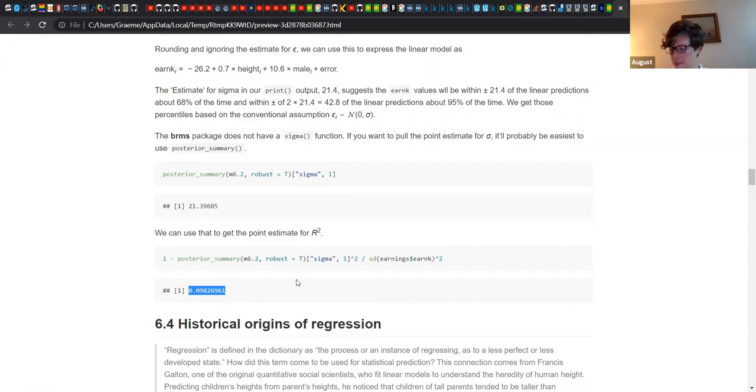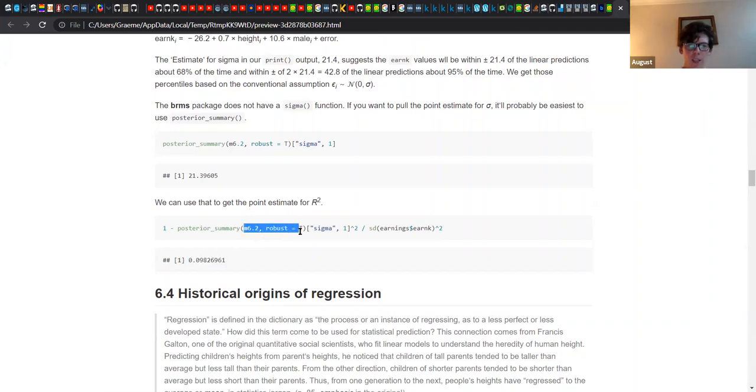And the way you do that is you take 1 minus sigma of the model squared, divided by the standard deviation. Are you saying that only 10% of our data is explained by this? That's remarkably small. Yeah, that's essentially what happened.